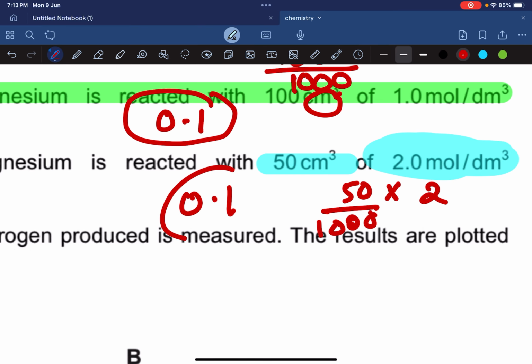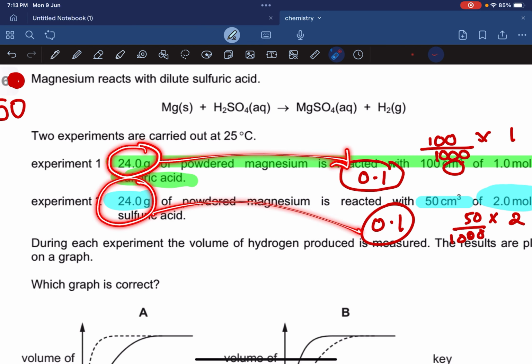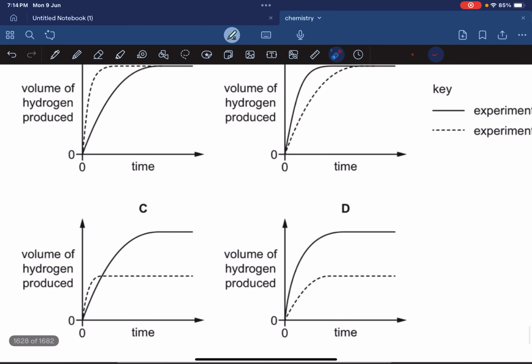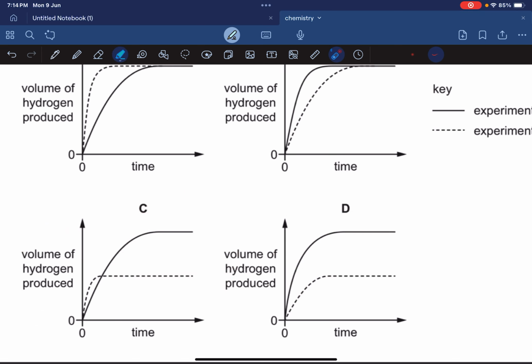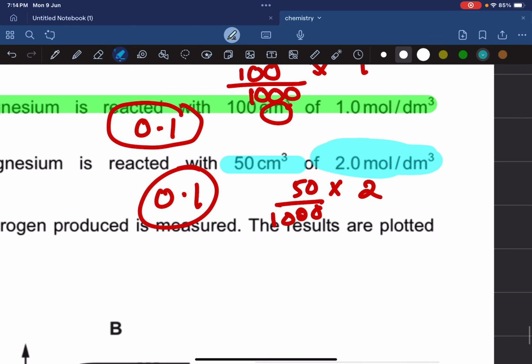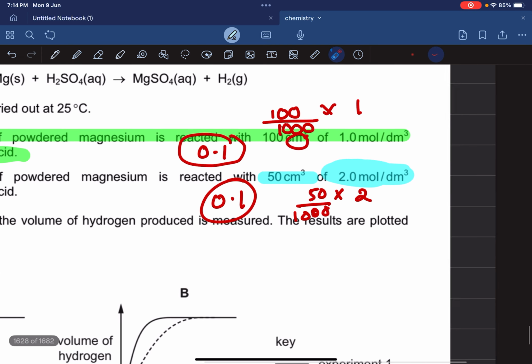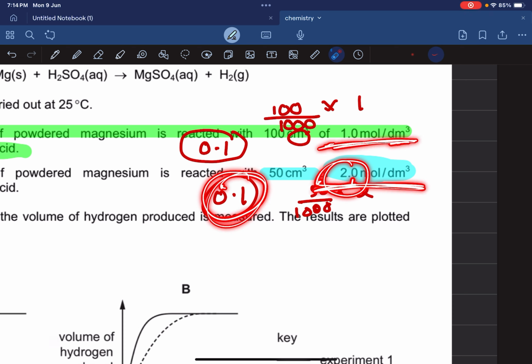So both of them have the same moles, so the amount of product is going to be the same for both. 24 grams, 24 grams, 0.1 moles, 0.1 moles, same amount of product. So this option and this option, in which the volume of product, which is hydrogen, is changing, are going to be crossed out. Because the moles are the same, but for experiment 2 the concentration is 2 moles per dm³, while over here the concentration is 1 mole per dm³. So it has a greater concentration of the acid.